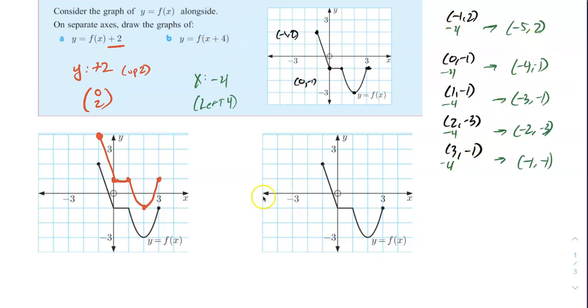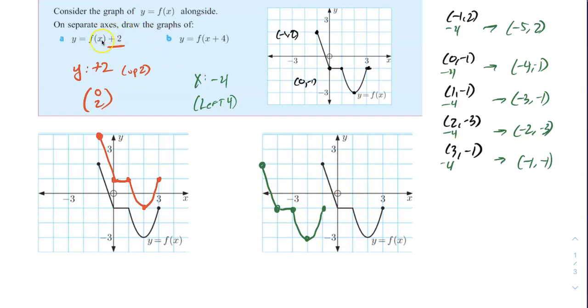So -5 and 2. -4, -1. -3, -1. -2, -3. And then -1, -1. We get this graph. Right? So it looks like the same graph just moved over 4 spots to the left. So that's what's going on here, right?